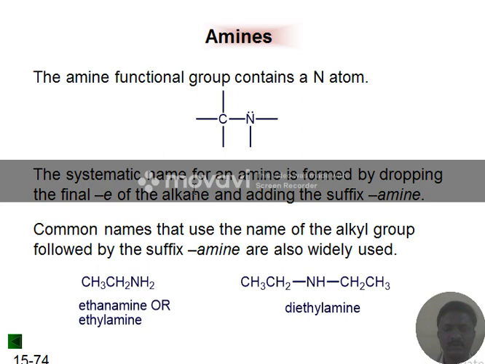The common names that use the name of alkyl groups followed by the suffix amine are also widely used. So here this is ethenamine, or this particular compound is also called ethylamine, ethyl because two carbon atoms are present, C2H5NH2. Okay, ethylamine, and this one is diethylamine. Diethyl, two ethyl groups are present with the amine.